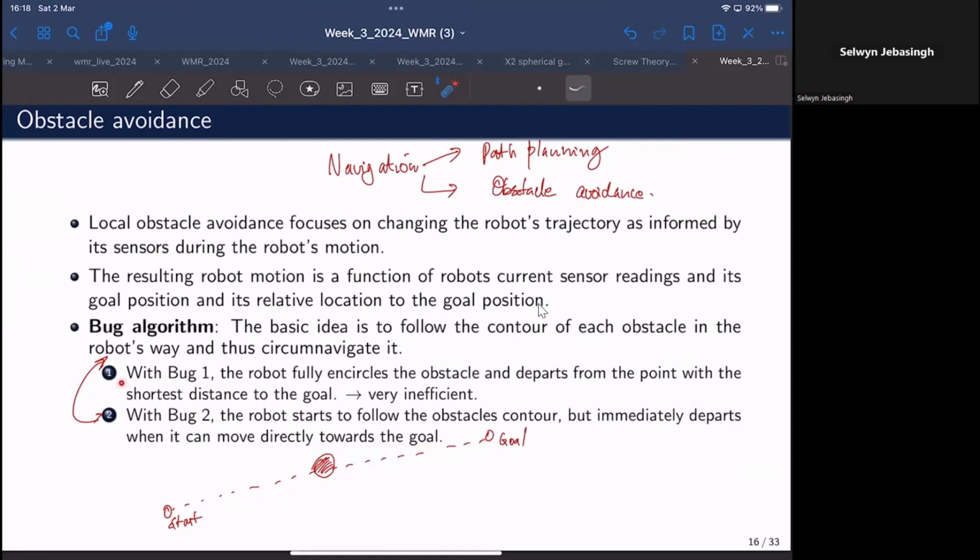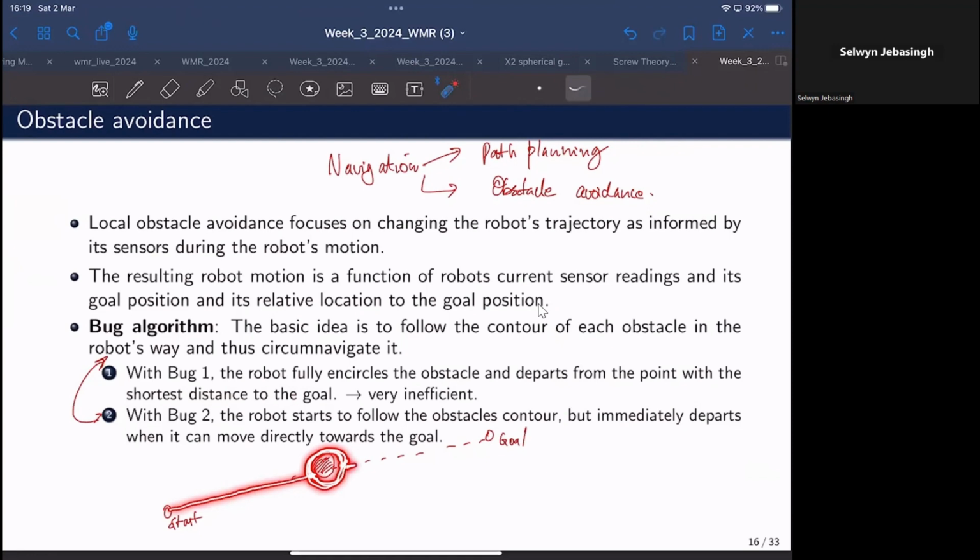And what is the difference between these two algorithms? In the Bug 1 algorithm, the robot fully encircles the obstacle and departs from the point with the shortest distance to the goal. It goes from the start location along its planned trajectory, then fully encircles this obstacle. Once it fully encircles the obstacle, it will calculate the distance from each and every point of this path to the goal.